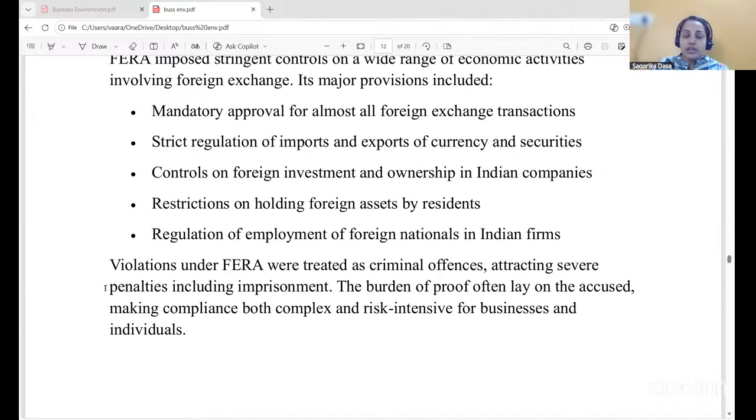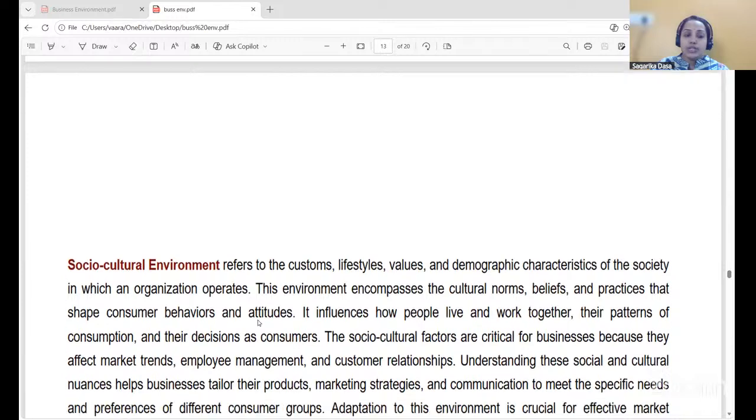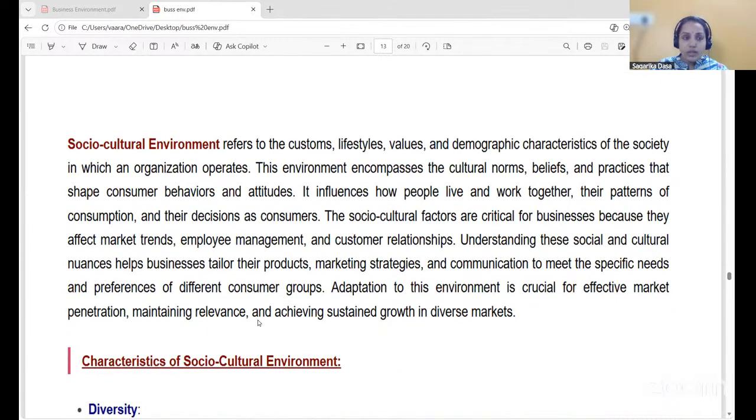With this, the economic environment and the political and legal environment, that is Block 2, Unit 4 and Unit 5, is completed. And in Unit 6 we have the social and cultural environment. Now, the social cultural environment refers to the customs, lifestyles, values, and demographic characteristics of a society in which an organization operates. So it is related to the social and cultural. That means the public residing in that particular society, their customs, lifestyles, values, or demographic variables are all included in the social cultural environment.